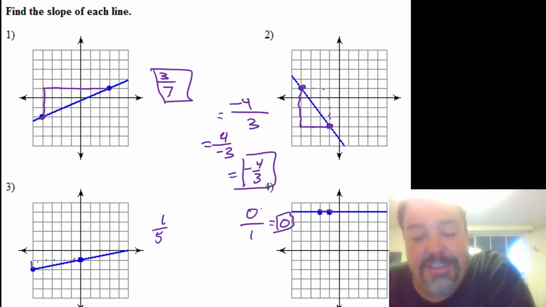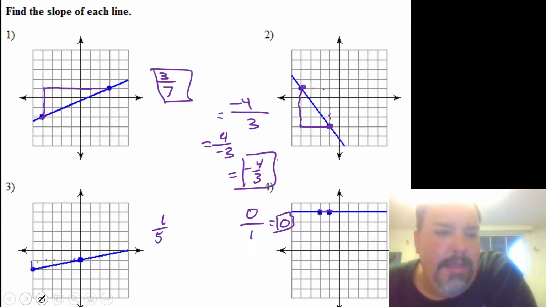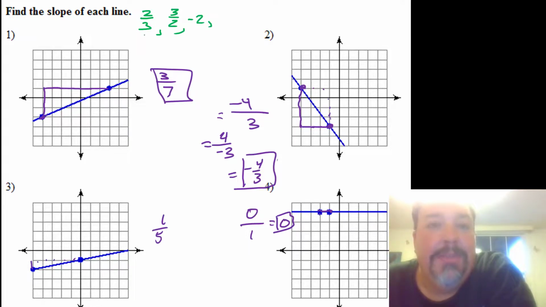So if it comes out to an integer, reduce it down to that integer. If it comes out to a fraction, make sure it's simplified. And we're not going to write mixed numbers or decimals or anything like that. So just keep in mind, when we are writing slope, we want to write it as reduced fractions, like 2/3. That's a good way to write it. 3/2, that could be a fraction. It could be a negative number like negative 2. So those are all good ways of writing the slope.